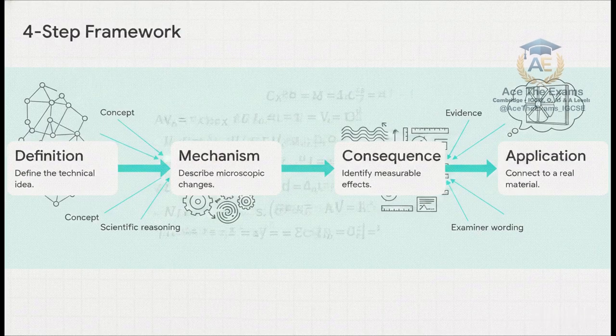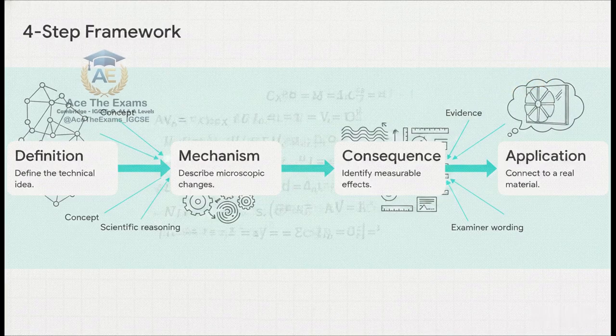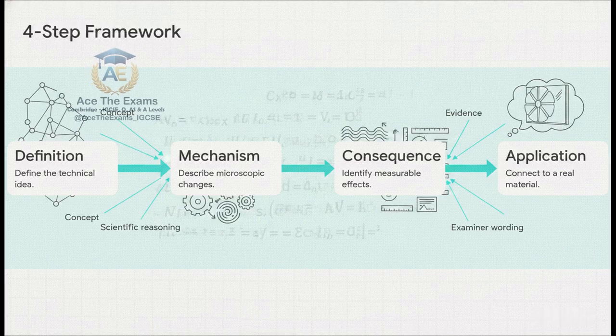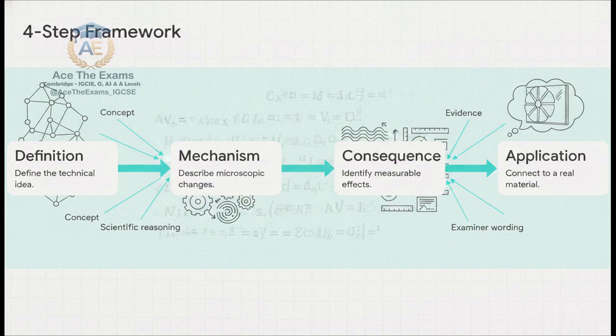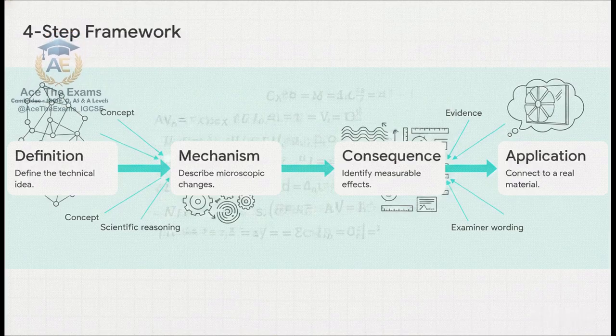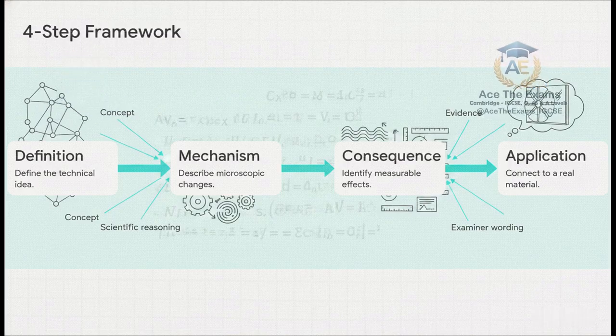So here is the ultimate examiner cheat code. It's a 4-step framework, and it's an absolute game changer for securing those top band marks. Step 1, definition. Step 2, mechanism. Step 3, consequence. And Step 4, application. If you can confidently walk through these 4 stages in order, you are proving you understand the topic deeply enough to crush both short and extended exam questions. It perfectly tracks the transition from the raw concept to scientific reasoning to hard evidence, and finally to precise examiner wording. We're taking a journey from the invisible internal physics right out into the observable real world.